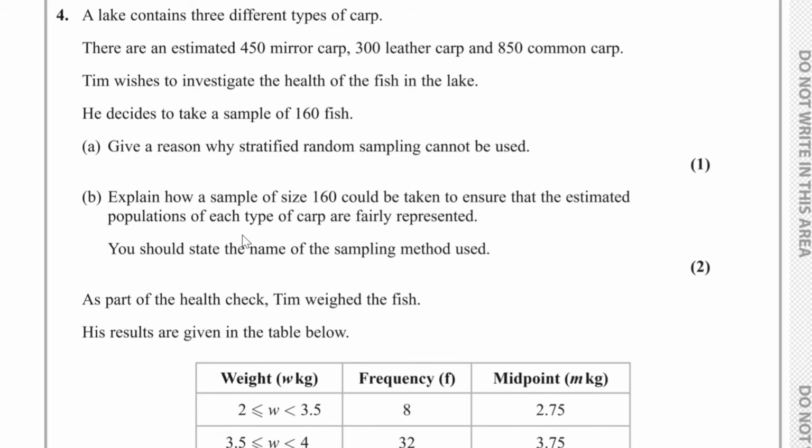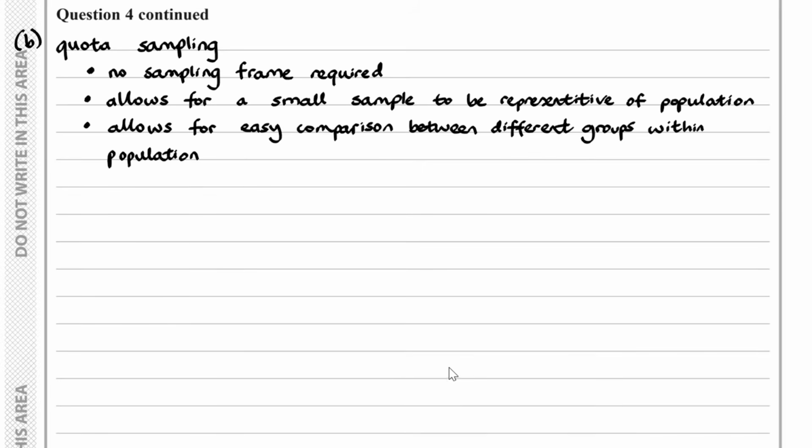Now for part b, we have to explain how a sample of 160 could be taken to ensure that the estimated populations of each type of carp are fairly represented. So of course over here we can use quota sampling, and if we think about the advantages of quota sampling, no sampling frame is required. It allows for a small sample to be representative of a population, and it allows for easy comparison between different groups within a population. So our next step is to find out how many of each type of carp we need.